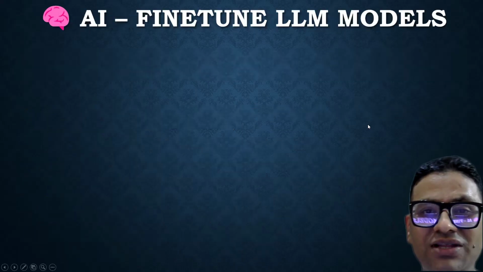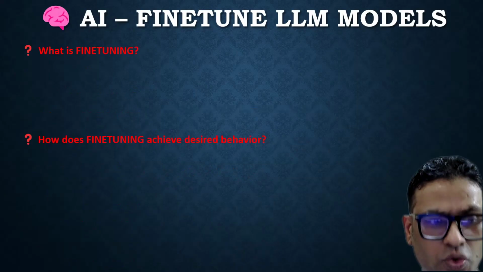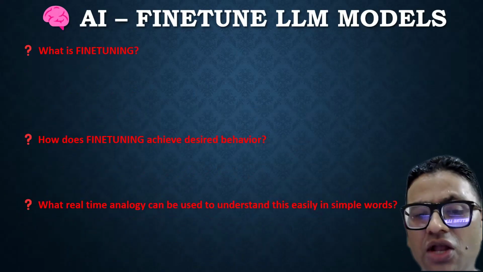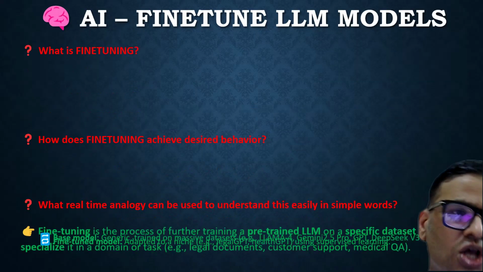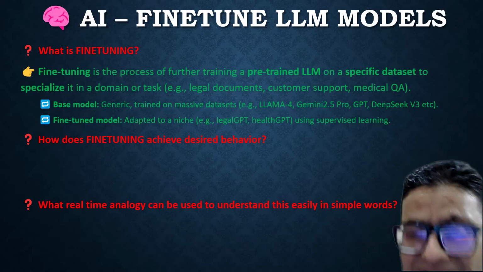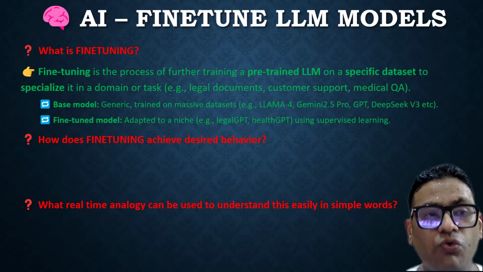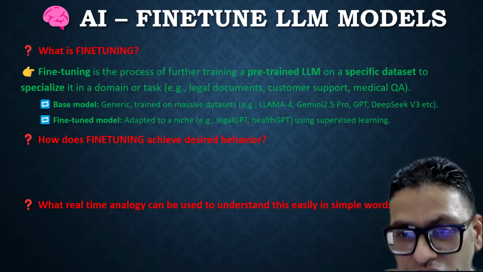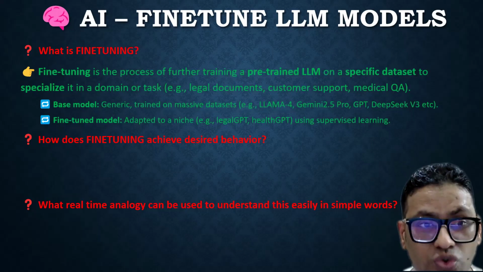So let's start with part 1. What is fine-tuning? How does fine-tuning achieve a desired behavior? And what real-time analogy can be used to understand this easily in simple words? So what is fine-tuning? We know that large language models are already pre-trained on a very large data set, and they are very intelligent in responding to us on any subject. We already know that because we all have started using it.